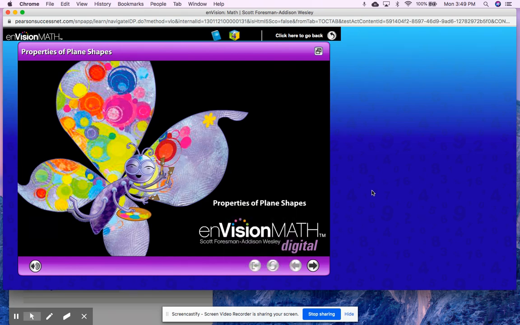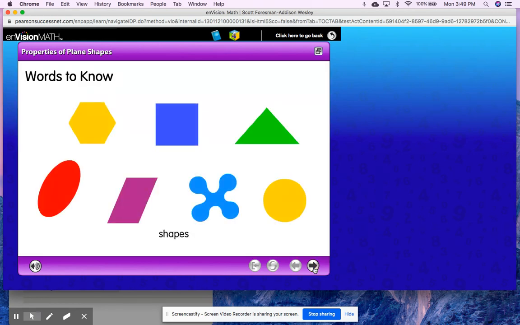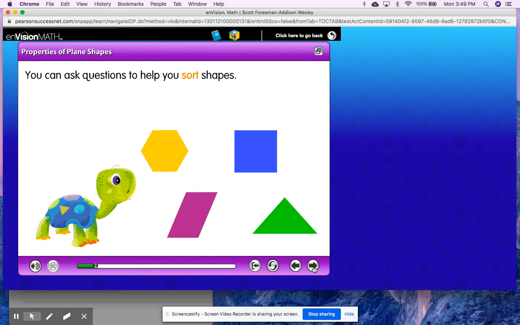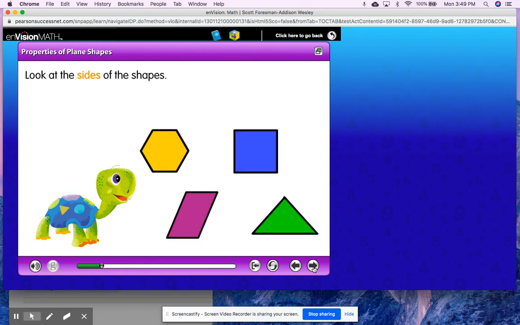Today we're going to continue exploring shapes and learn a little bit more about the plane shapes we learned about yesterday. Let's get started. Our word to know just for today is shape. You can ask questions to help you sort shapes. Look at the sides of the shapes. How are these shapes alike?